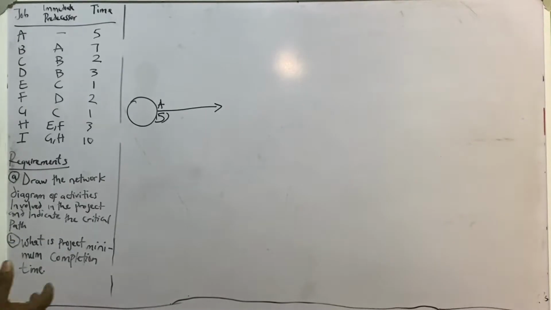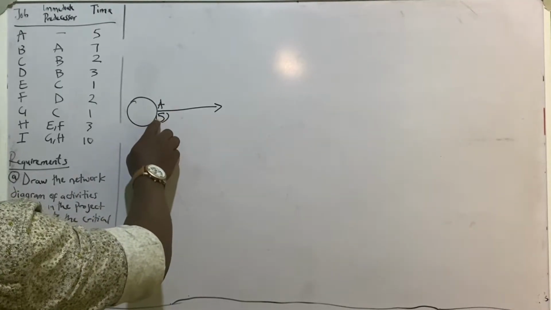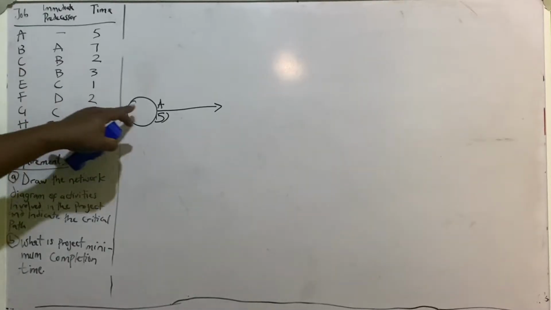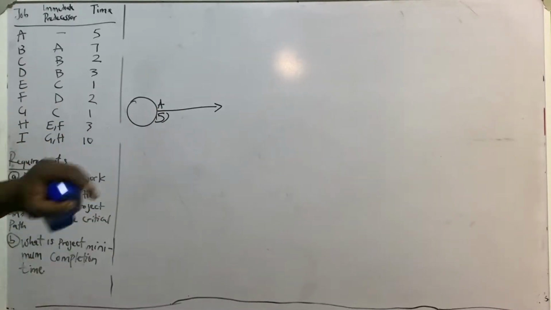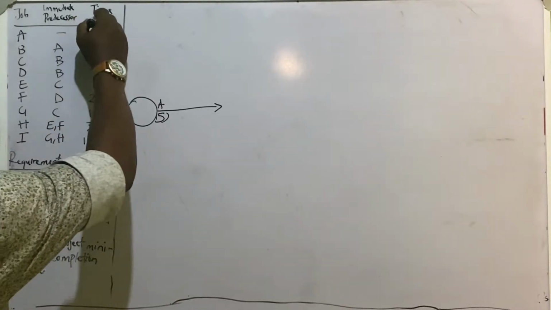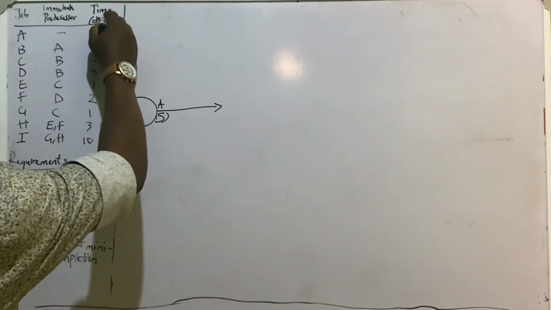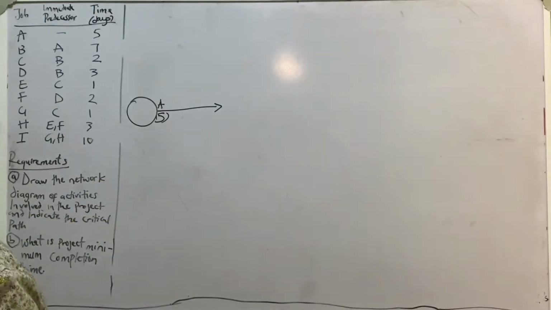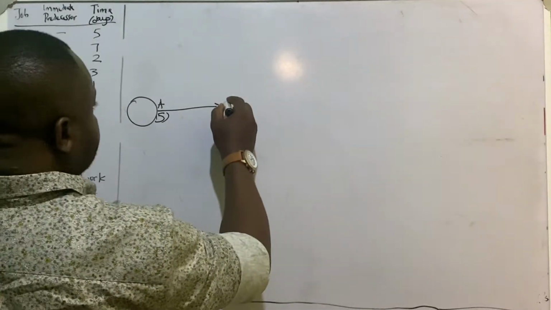So it's just for you to be guided, because if you have 5 and 6 here, for instance, one may be easily confused as to which one is the activity time or which one is the activity number. So this is A, and the activity time is 5, maybe in days, 5 days, which means it takes 5 days to complete activity A. Then the next one is B. Activity B comes after A. So at the completion of activity A comes B.